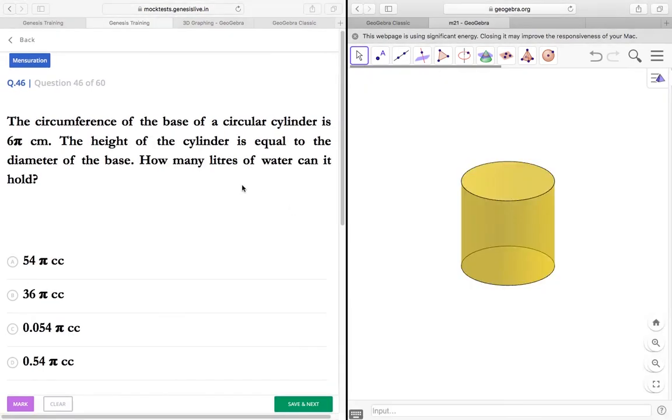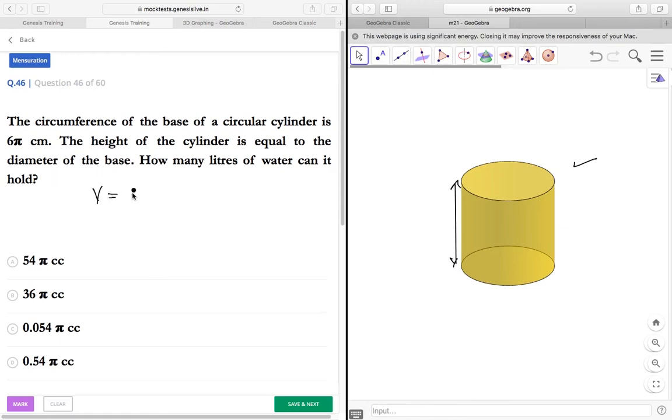Next, question number 46. The circumference of the base of a circular cylinder is given. Basically, if you consider this is the circumference of the base that we're talking about, and then the height. Great. They're saying that the height is equal to the diameter. So this height is equal to the diameter of the base. So how many liters of water can it hold? Basically, how many liters means what's the volume?